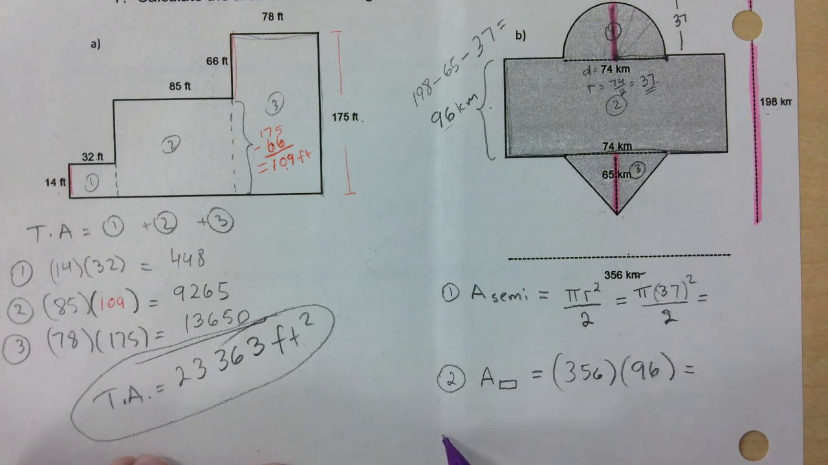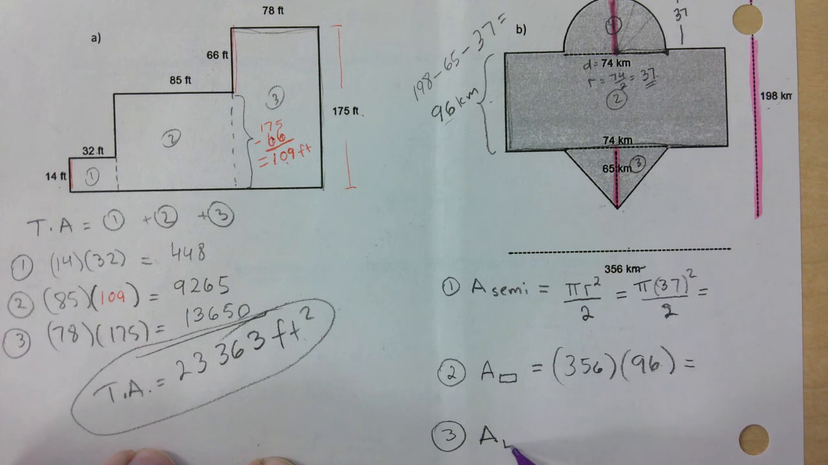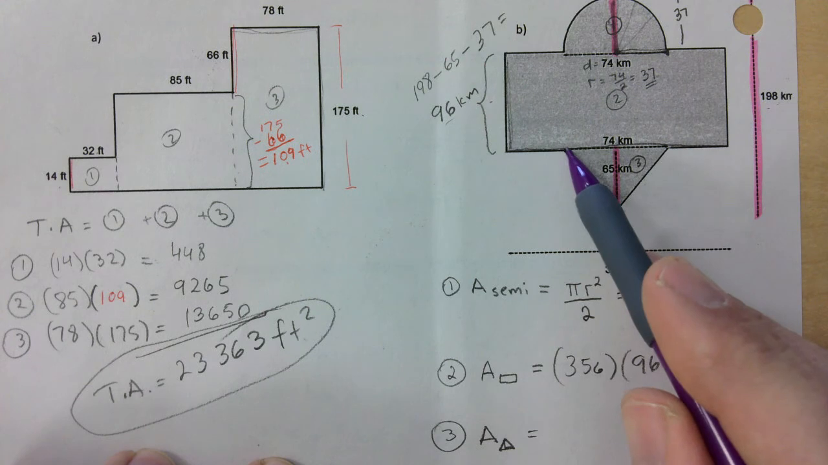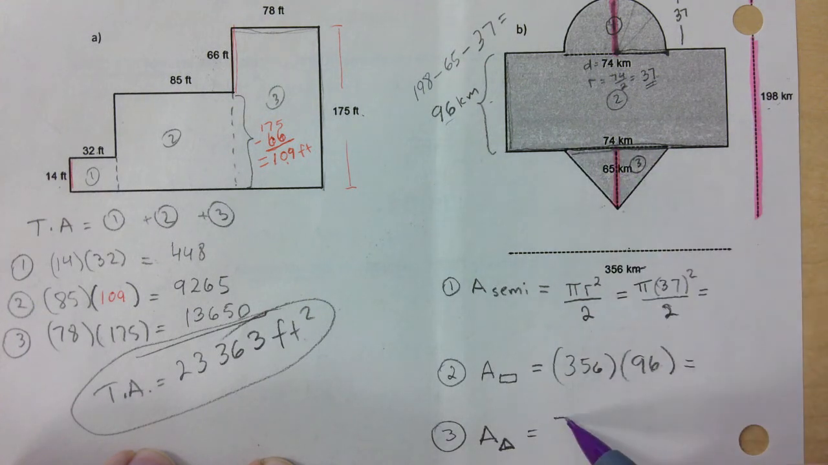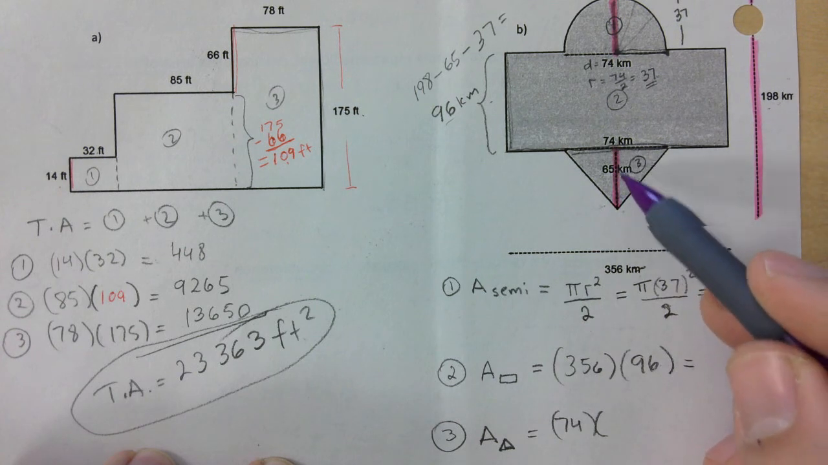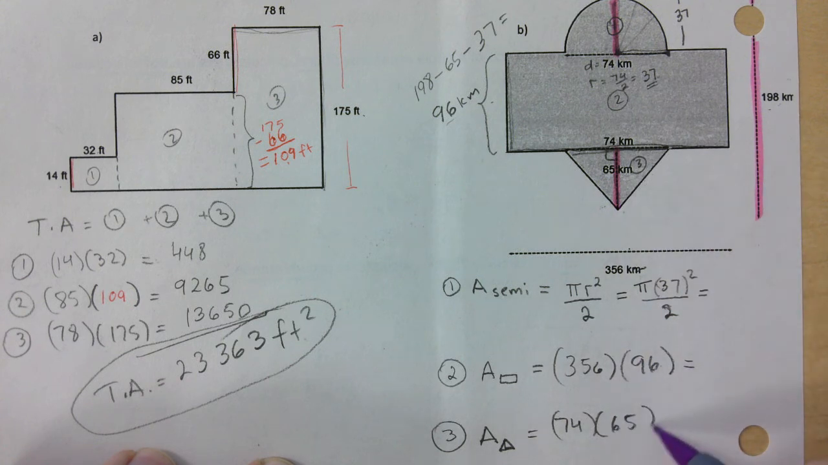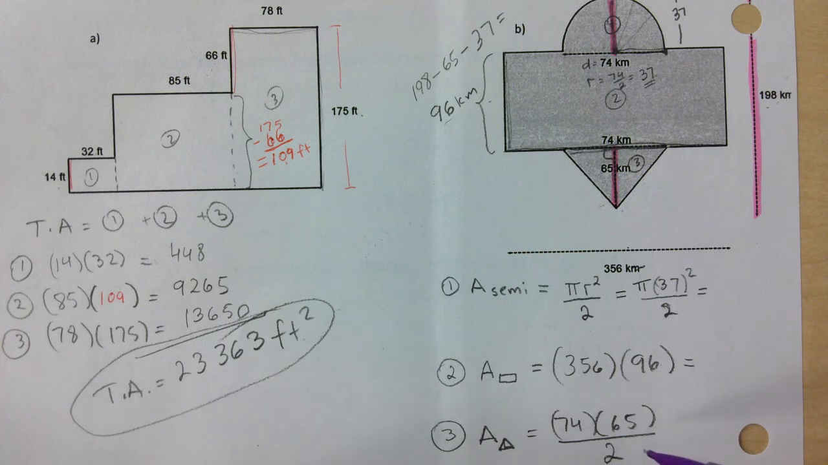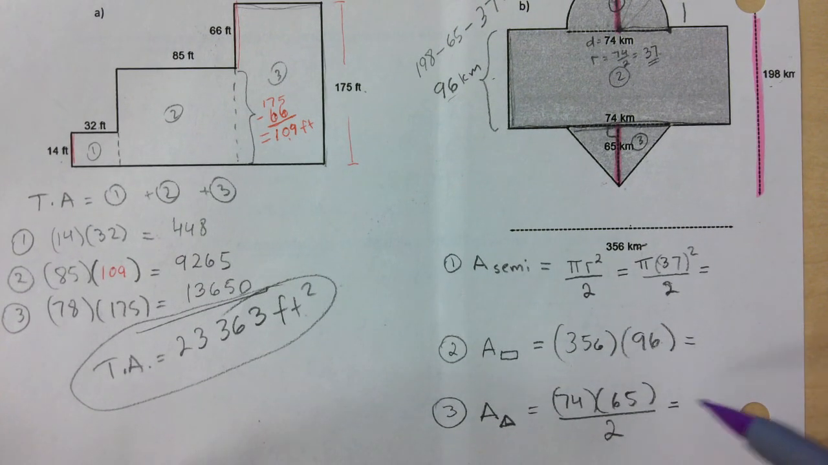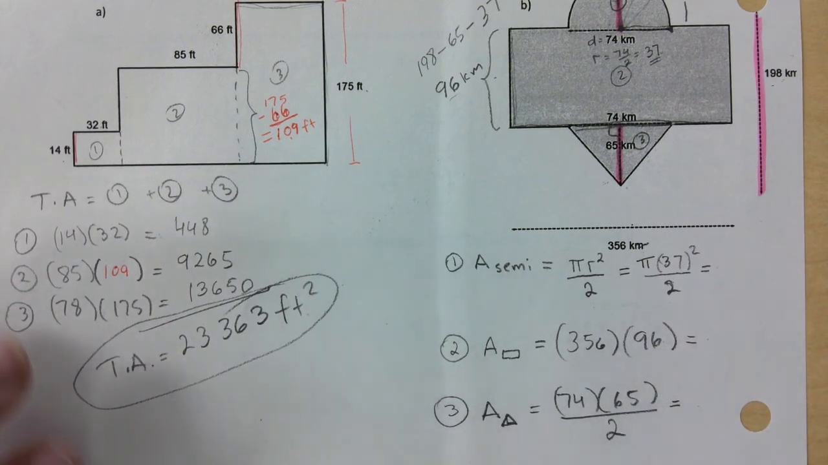And now we're going to do the last one, which is area of a triangle. Sorry, triangle there, which would be the base of this, which is 74, times the height. We're always used to height going up, right? But they meet at a 90 right here. So times the height of that triangle would be 65, and we divide it by 2 because that's the formula for a triangle. And now we're going to calculate these and add it all up to get our total areas.